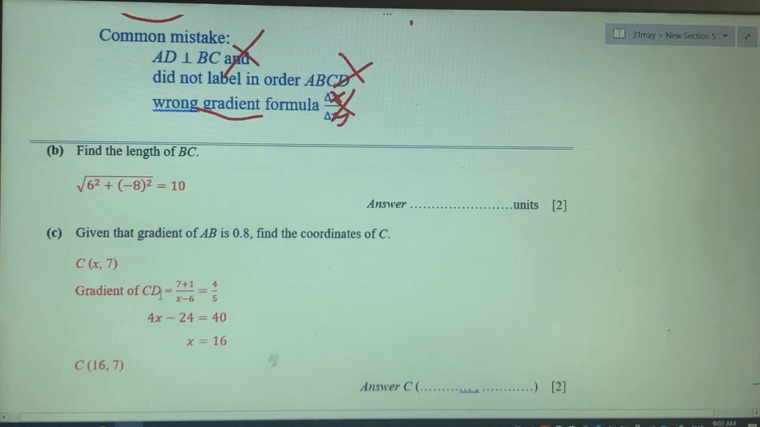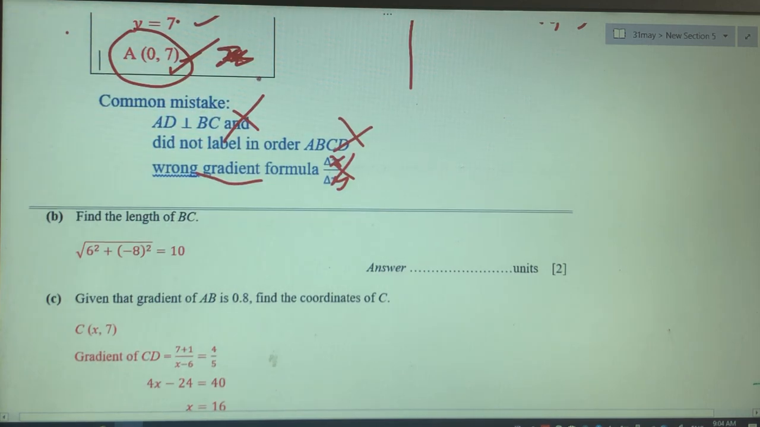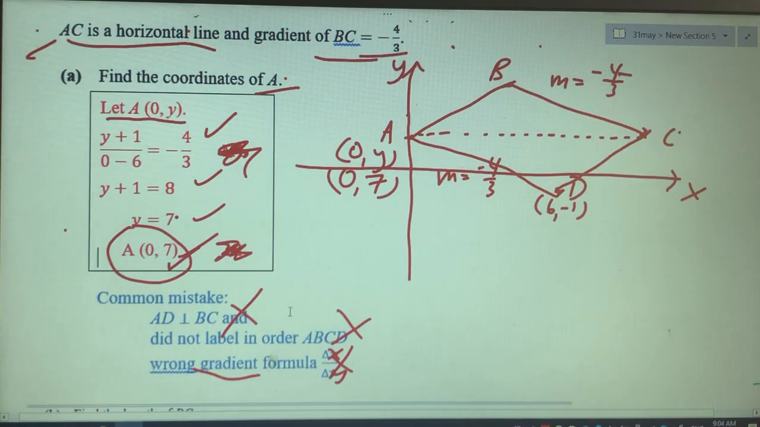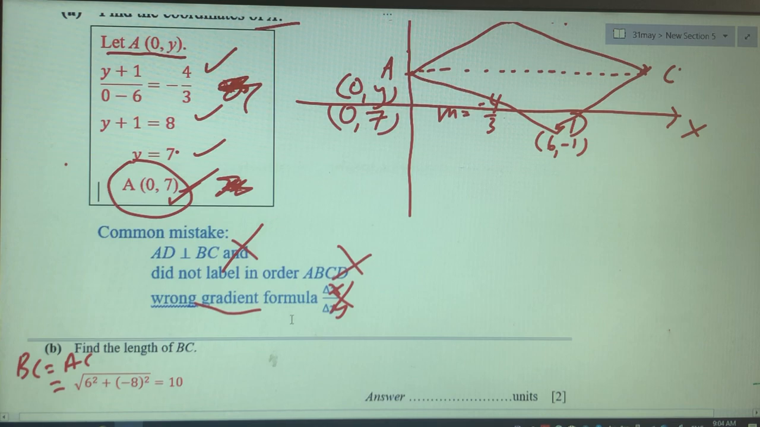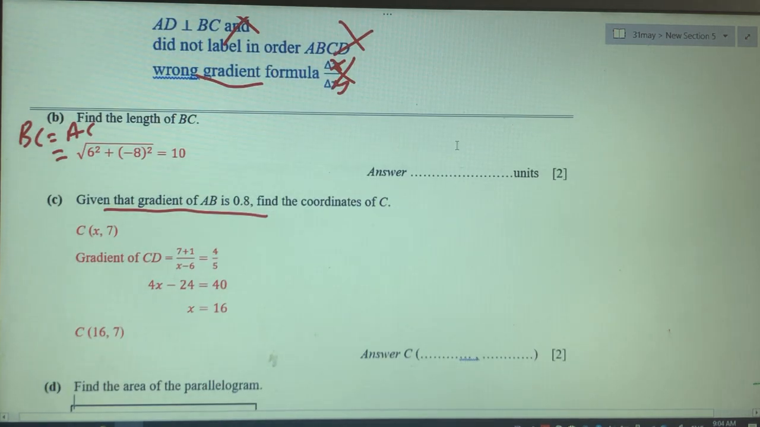Okay, find the length of BC. BC here. Are you able to find the length of BC? Actually, let me update. The length of BC is the same as the length of AD, because it's a parallelogram. You're going to work it out, okay? Then given that the gradient of AB is 0.8, find the coordinates of B. Okay? Find the coordinates of C.